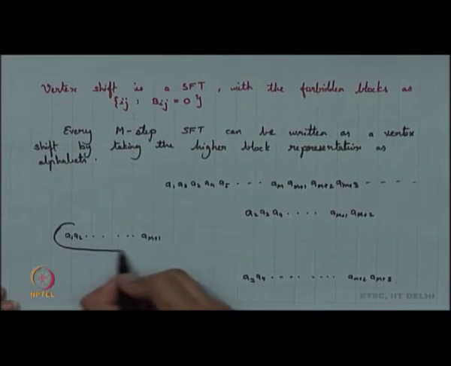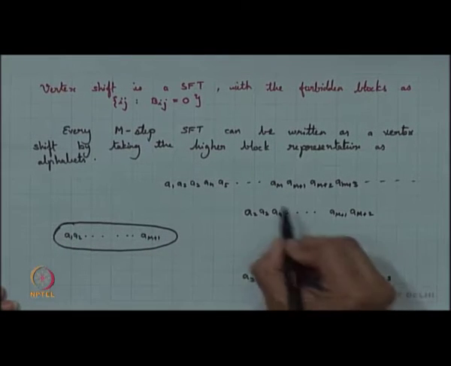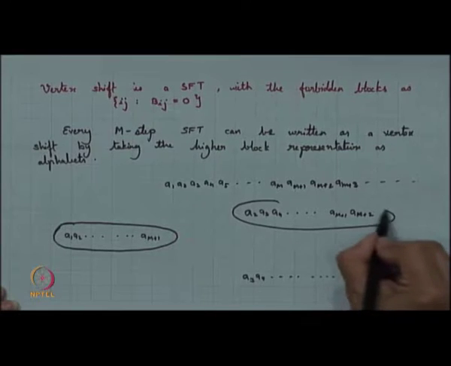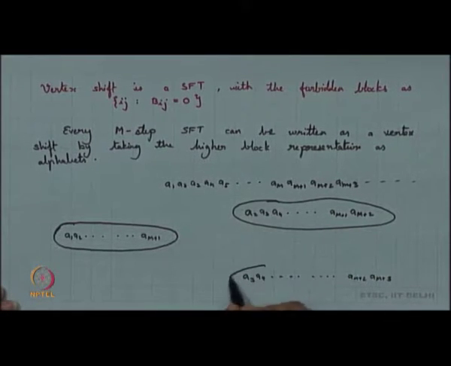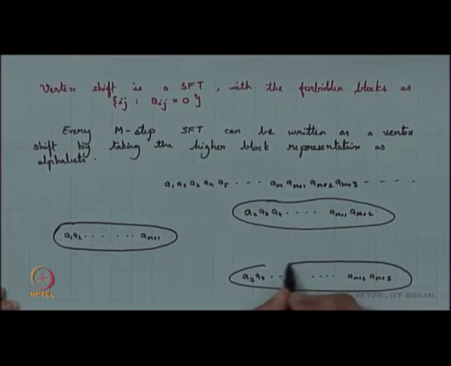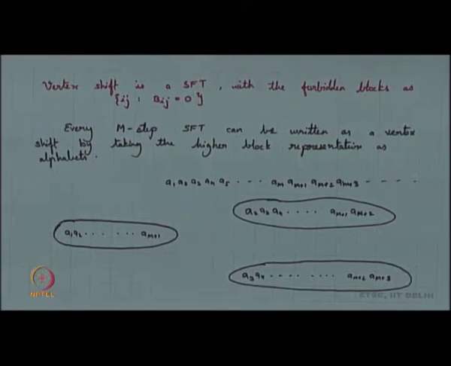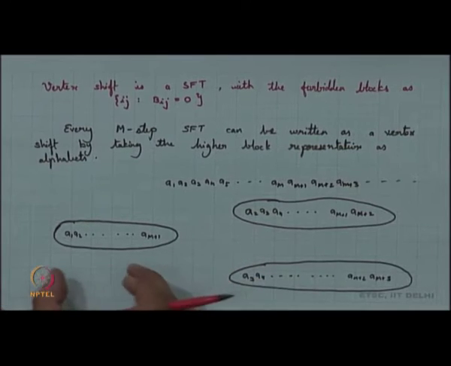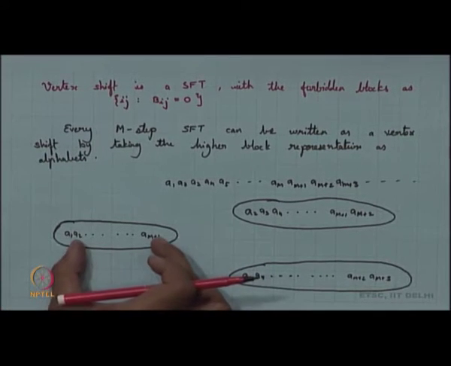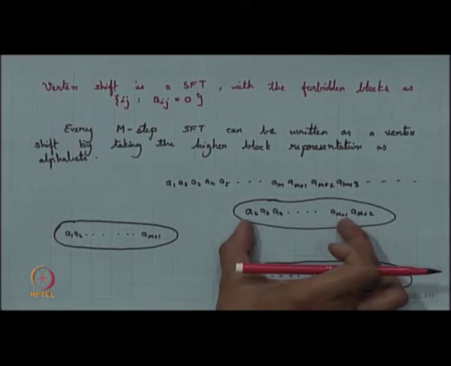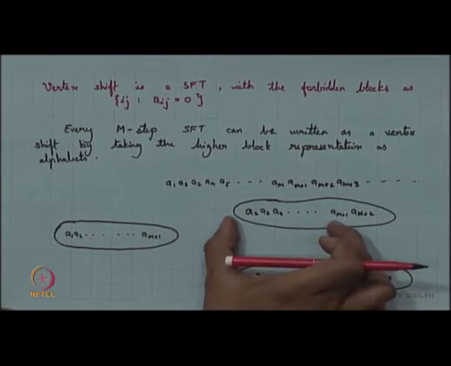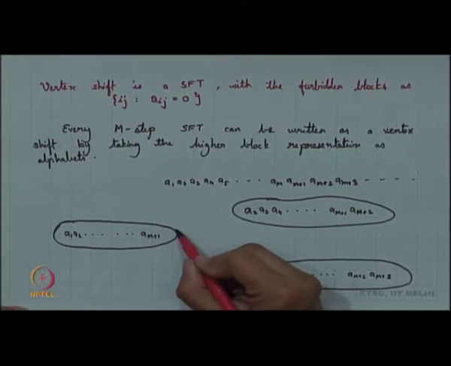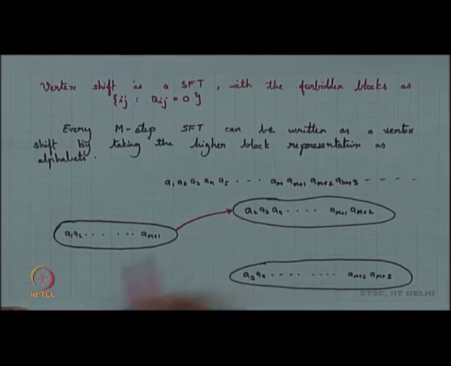So, this is one vertex, this is another vertex and this is a third vertex. Now, when we are constructing a graph, since this is a higher block representation, we see that this part should coincide with this part, and if this part coincides with this part, then what you have here is an edge here.